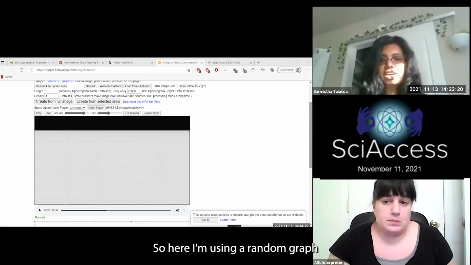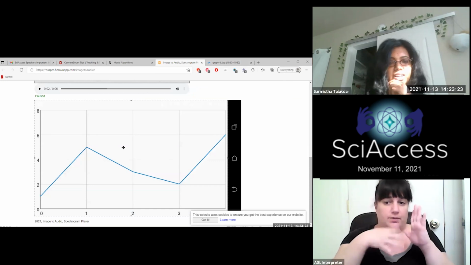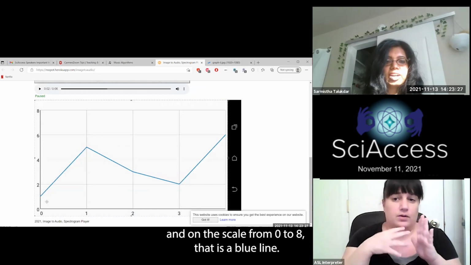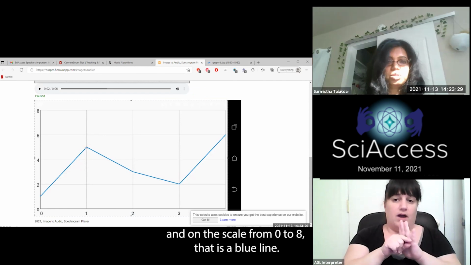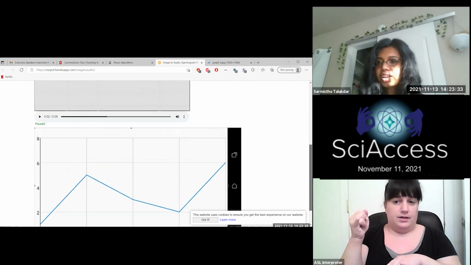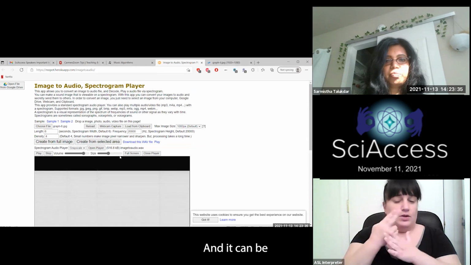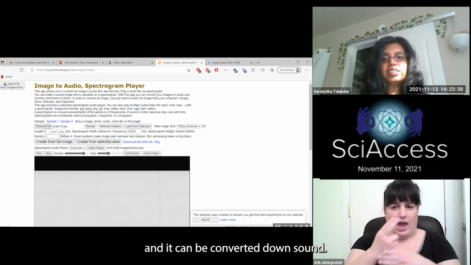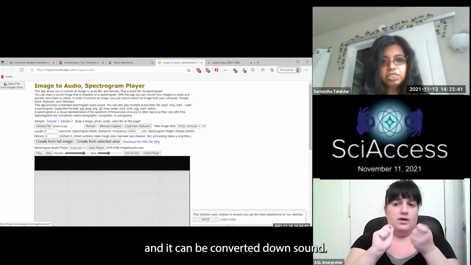So here I'm using a random graph, which is on a white background, and on a scale from 0 to 8, there is a blue line. This is a random graph I have used, and you can use any graph, and it can be converted into sound.